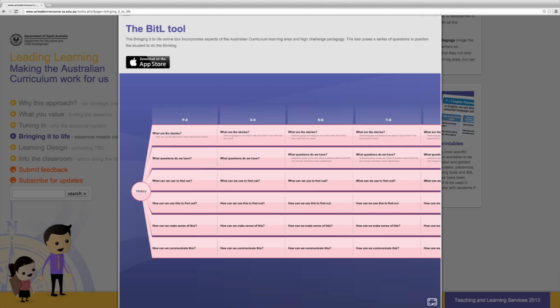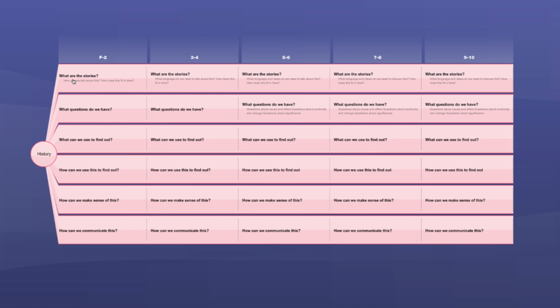When we look at the first layer of the Bringing It to Life tool, we see 6 overarching questions. These questions illustrate what it means to think, work and process like an historian. The 6 questions remain the same across Foundation to Year 10, but they include sub-questions that build in complexity and sophistication. These 6 questions strongly reflect the historical skills strand, because this strand gives us the tools for engaging in history learning. These questions form a logical order of inquiry used by historians. Let's look at the 6 BitL questions.